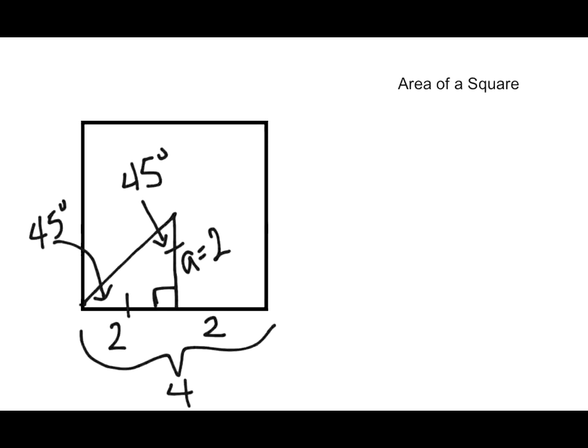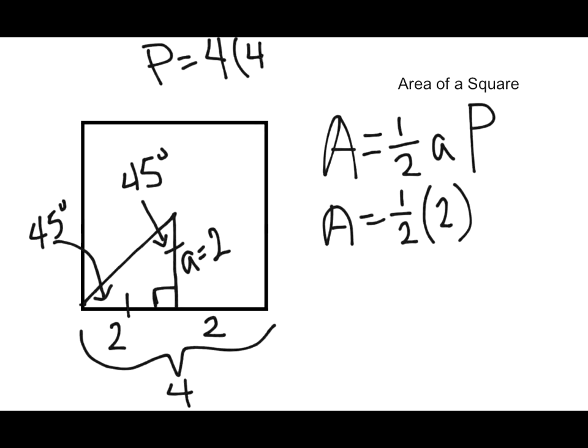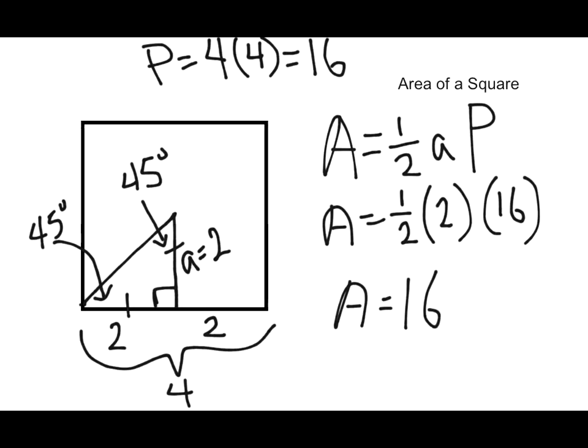So now we have the apothem, we have the perimeter, so we have area equals 1/2 times apothem times perimeter. Substitute this information in. Apothem we know is 2. Perimeter, since we have 4 sides, we're going to multiply 4 by the length of each side, which is 4, which means my perimeter is 16. Multiply 1/2 by 2 by 16, and that tells me the area of this square is 16 units squared.